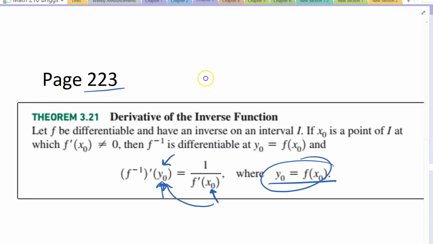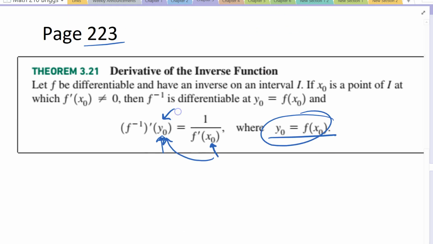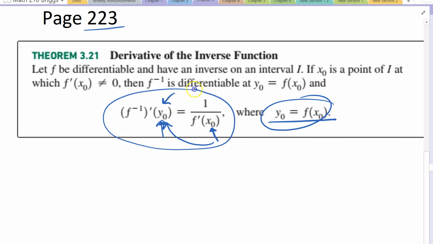Here you're given just enough information to find that the derivative of the inverse of the function at 8 is 1 over the derivative of the original function at 6, because when I plug 6 into my original function, I get out 8. So I plug 6 into the original function's derivative to get 1/2 as the derivative of the inverse at 8. I know it's kind of complicated, but as long as you see this formula, you don't have to do too much with it.